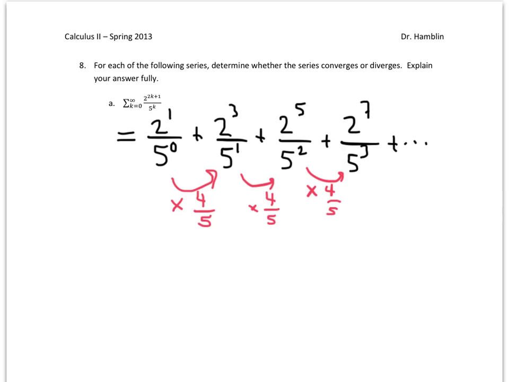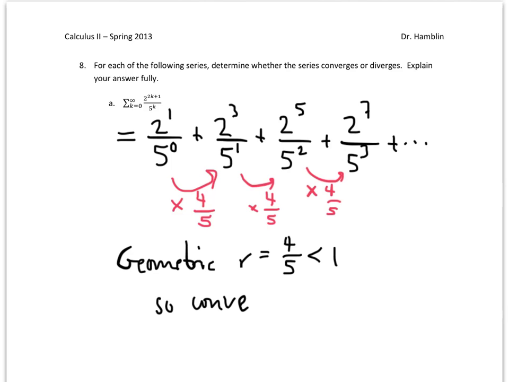And so that means that this series is geometric with my common ratio being 4/5. 4/5 is less than 1, so the series converges. And in fact, we could figure out what this series converges to. We could actually add it up, but we weren't asked to do that, so we don't have to. If we did, it would be a over 1 minus r, and then we just plug in our numbers.